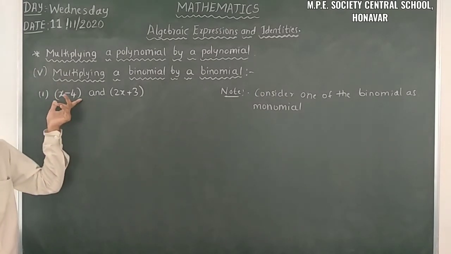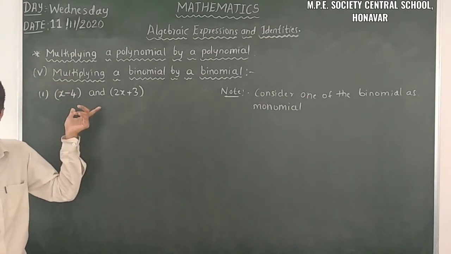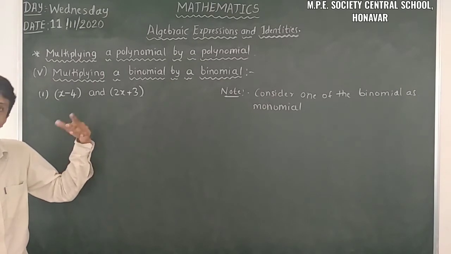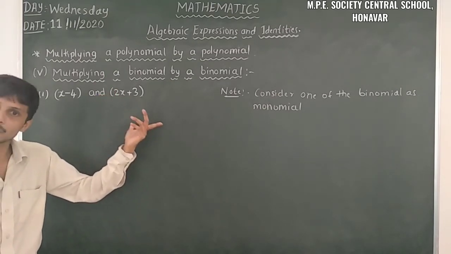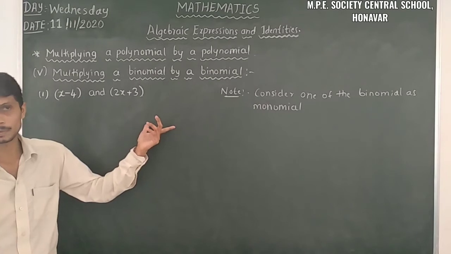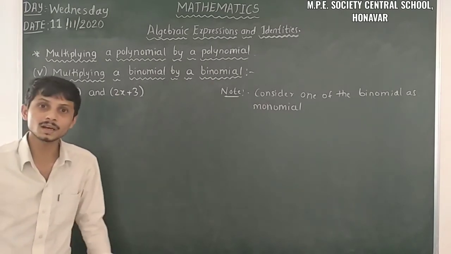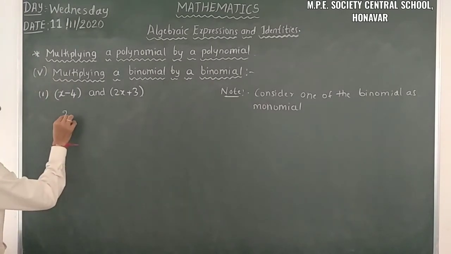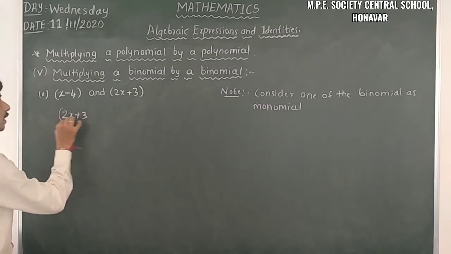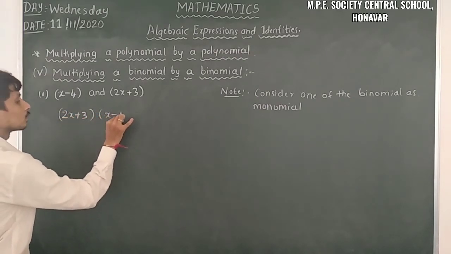Here I will consider x minus 4 as a monomial. Or you can take 2x plus 3 as a monomial. Here I will consider 2x plus 3 as a monomial. So I will write it in the form 2x plus 3 into x minus 4.